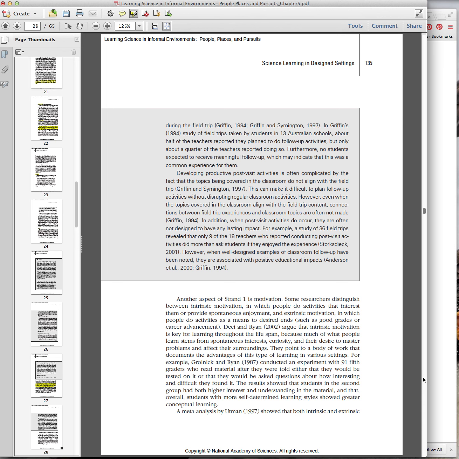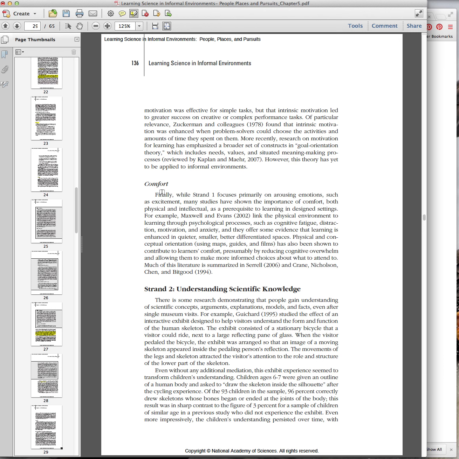Finishing with this section here, what is intrinsic and extrinsic motivation? They talk about that here. How does it relate to learning in a designed setting? So answer that question, and then you're going to read the very last section of strand 1, comfort. And this is an important bit of research here about comfort being critical. And here they go back to the literature being summarized in Sorel, right? Sorel is the one that talked about what an excellent exhibition is.